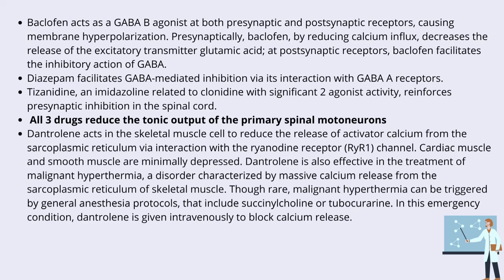Dantrolene acts in the skeletal muscle cell to reduce the release of activator calcium from the sarcoplasmic reticulum via interaction with the ryanodine receptor RYR1 channel. Cardiac muscles and smooth muscles are minimally depressed. Dantrolene is also effective in the treatment of malignant hyperthermia, a disorder characterized by massive calcium release from the sarcoplasmic reticulum of skeletal muscle. Though rare, malignant hyperthermia can be triggered by general anesthesia protocols that include succinylcholine or tubocurarine. In this emergency condition, dantrolene is given intravenously to block calcium release.